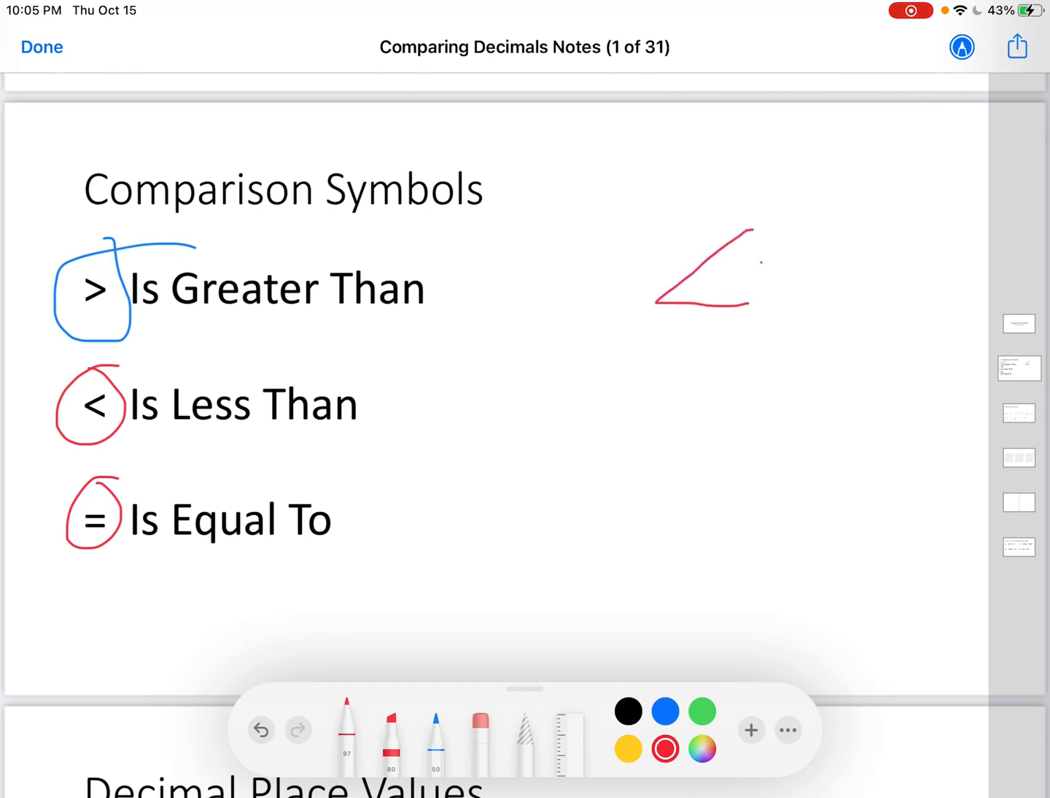Is less than turns into an L for less than. Put an is in front of it and you've got it. Whatever it is you need to do to remember, remember it. Okay.